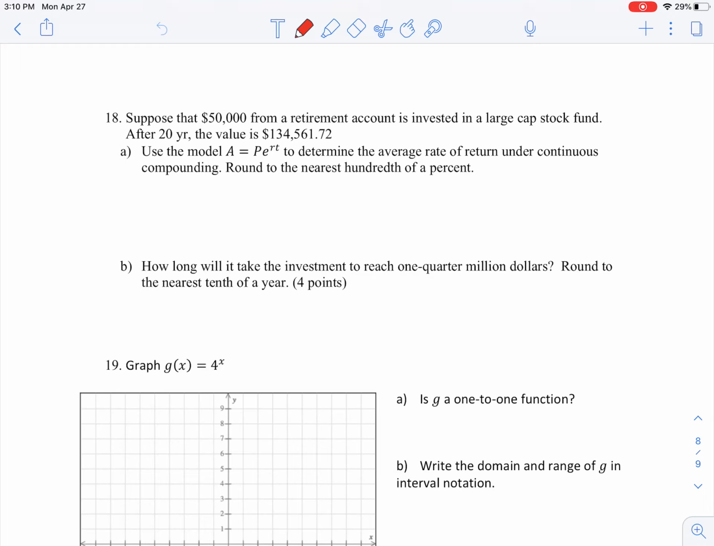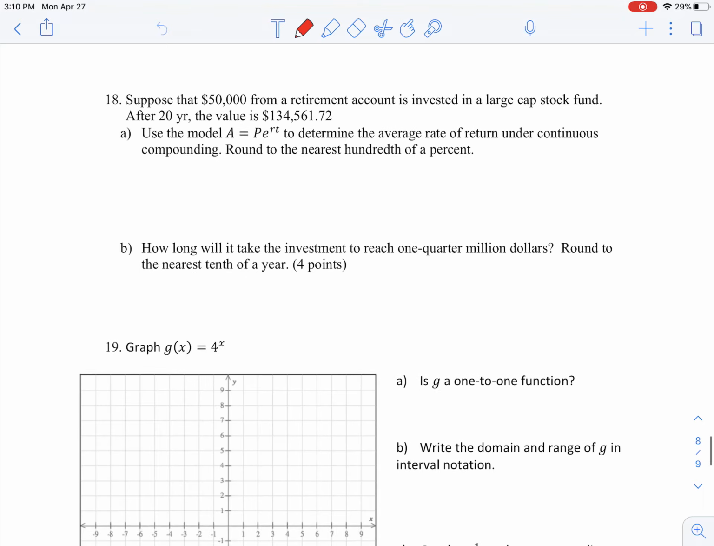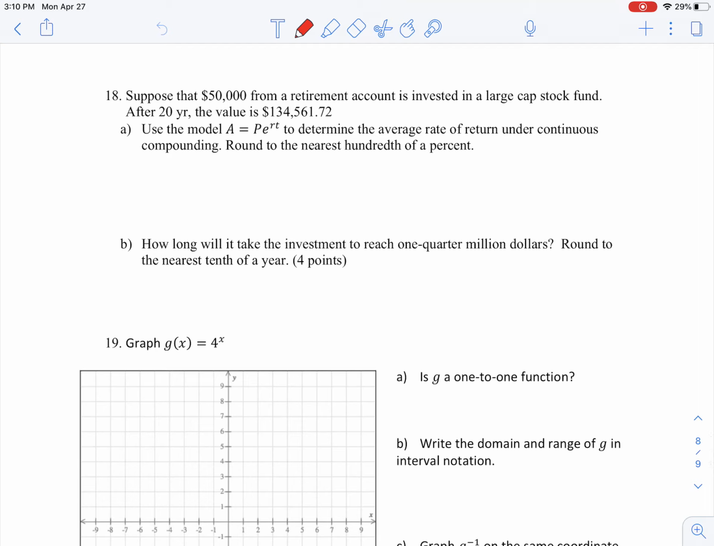Okay, let's look at number 18 together. It's a word problem. Suppose that $50,000 from a retirement account is invested in a large cap stock fund. I remember this problem. Wasn't this from your Canvas quiz that I asked you to complete for 3.6 lesson? This is a good problem. After 20 years, the value is $134,561.72. It grew a lot in the last 20 years, huh?